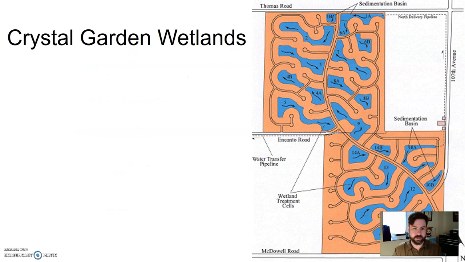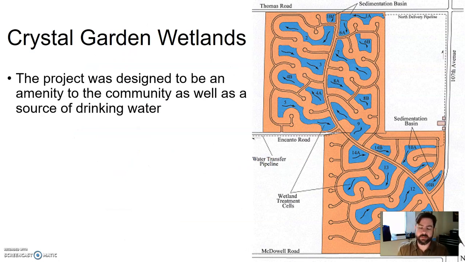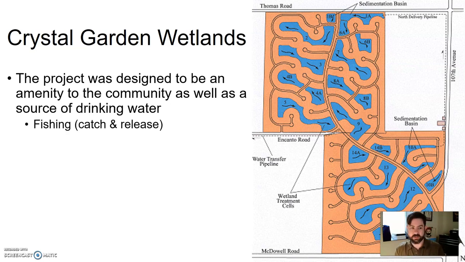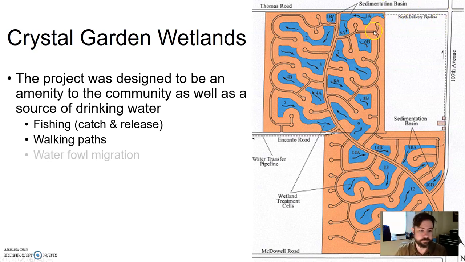We also have something pretty interesting here in Avondale, and it's the Crystal Garden Wetlands. This is a project designed to be not only an amenity for the community and the houses here, but also a source of drinking water or helping to clean drinking water. So in this area, you can go fishing here. It's catch and release. There are walking paths around all of these different ponds that you see. This is near 107th Avenue and Thomas, over by Westview High School or that new West Point High School.